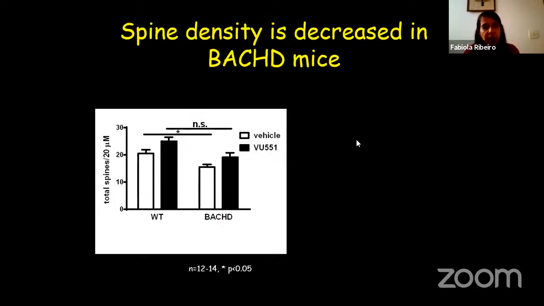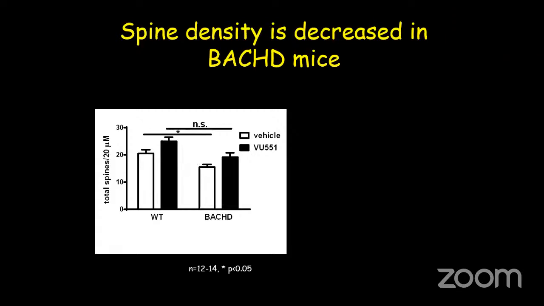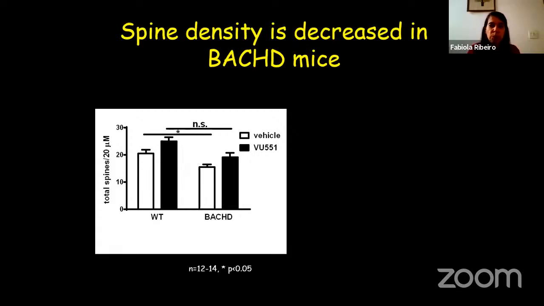So when we quantify the total number of spines, indeed, BACHD mice have fewer spines than wild type mice. And when we treat these mice with the positive allosteric modulator of mGluR5, now we don't see a difference comparing wild type and BACHD mice. But again, the major effect, we believe, is in terms of the maturation of the spines.